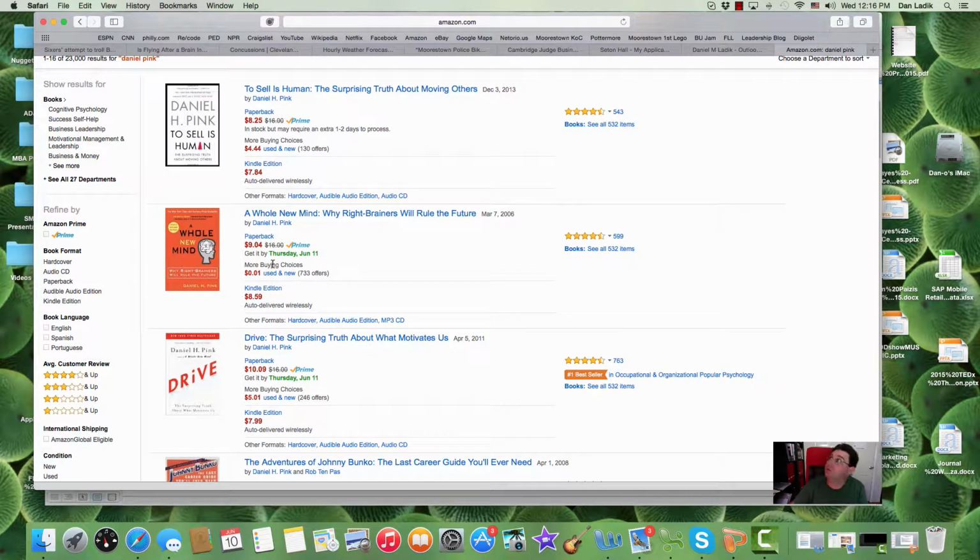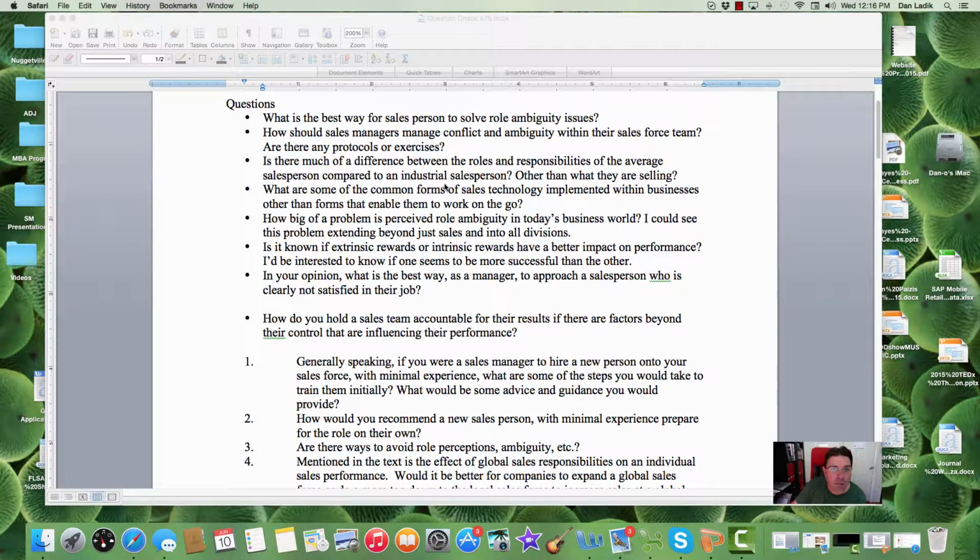Two very, very good books. I've read them both. Where's Drive? I don't know. Oh, there it is. This is To Sell Is Human. And where's Drive? Drive is somewhere here. I don't know. I have a lot of books in my office. Okay.